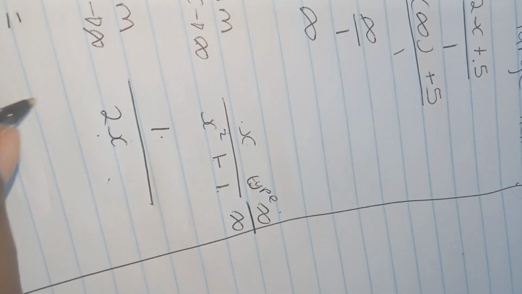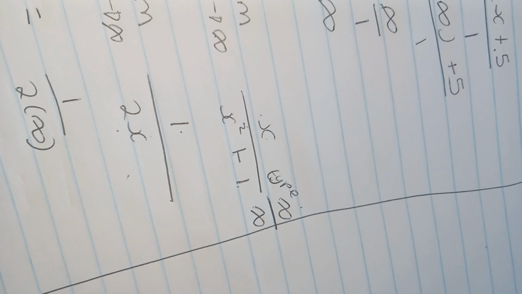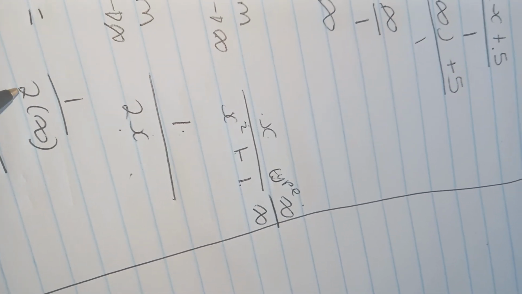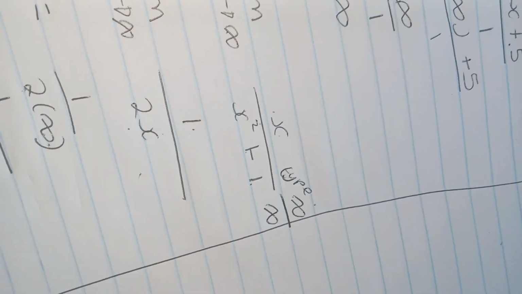You substitute. You're going to have 1 over 2 into infinity. This is equal to 1 over 2 multiplied by infinity. 2 multiplied by a very large number is going to give you a big number, more than what you have. So it's still going to be infinity.